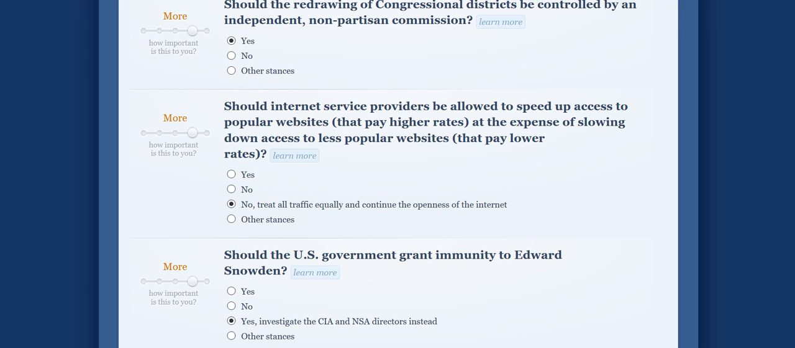It's a no-brainer because you're not really creating internet fast lanes. What you're doing is creating slow lanes. You're just going to slow down the internet for your competition.